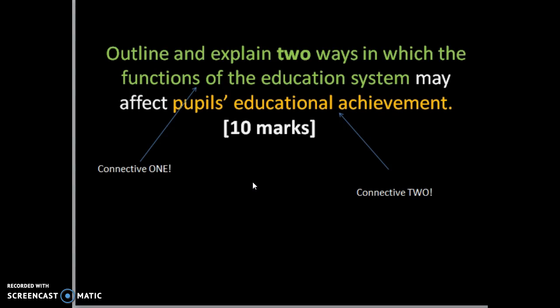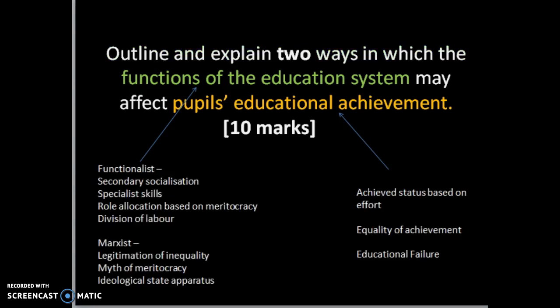They just want you to write two paragraphs, and they just want you to start off by saying the first function is, explain what it is, and then show that you can apply it to pupils' educational achievement. Do that twice, have two paragraphs of equal size, and make sure you're offering some sort of analysis. Okay, so just to give you a bit of an idea about the types of things that you could write about, like I said off the examiner comments, the most popular functions were the functionalist and the Marxist.